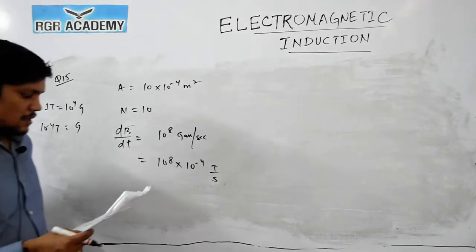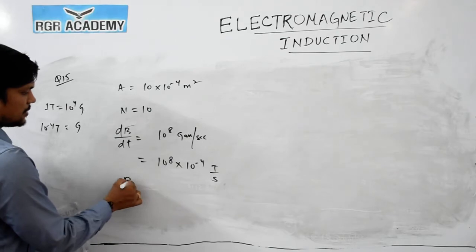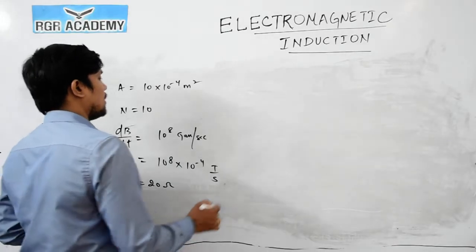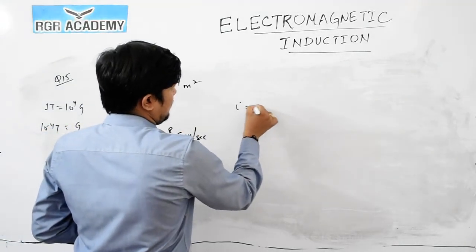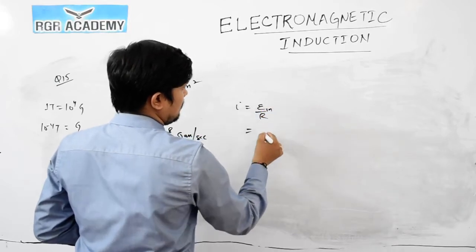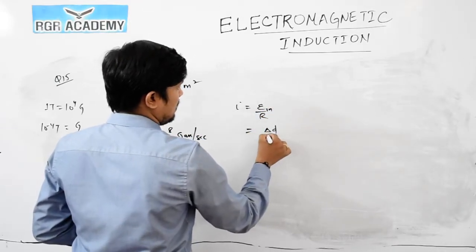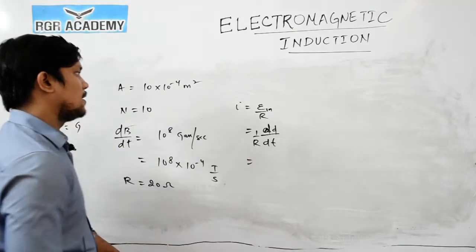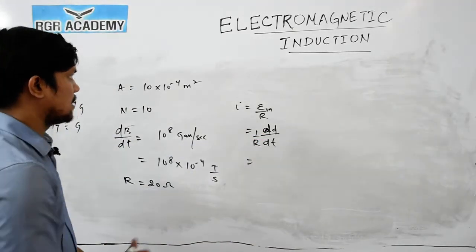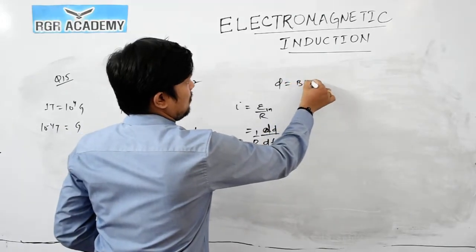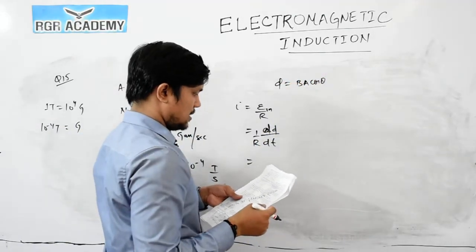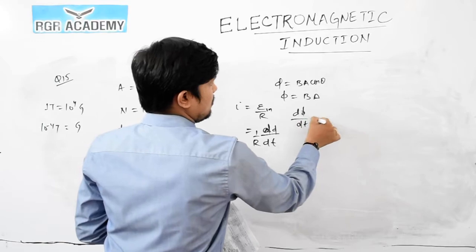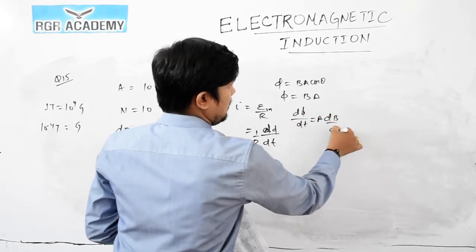Okay, dB by dt. The resistance of the coil is 20 ohm. Resistance is given as 20 ohm. So they are asking the current in the coil. So we know that current is given by E by R, and E induced is given by d phi by dt, so d phi by dt divided by R. Okay. So d phi by dt means rate of change of flux. So flux is given by B A cos theta. So in this case angle is 0, so flux we can write as B into A. So d phi by dt will be equal to A into dB by dt, because area is constant.